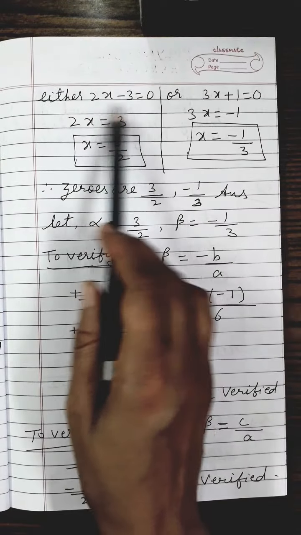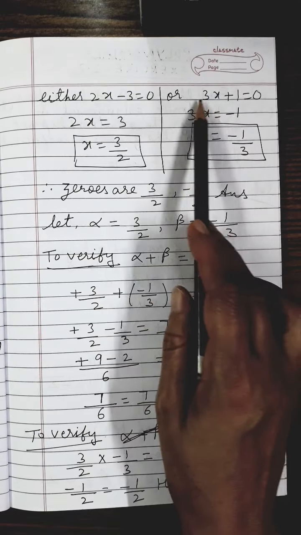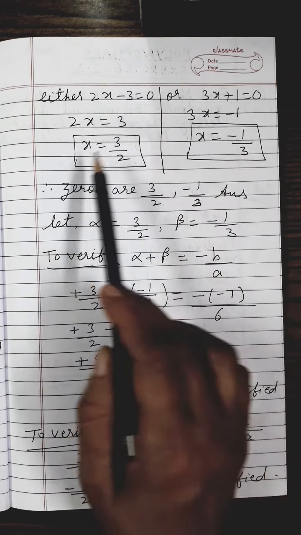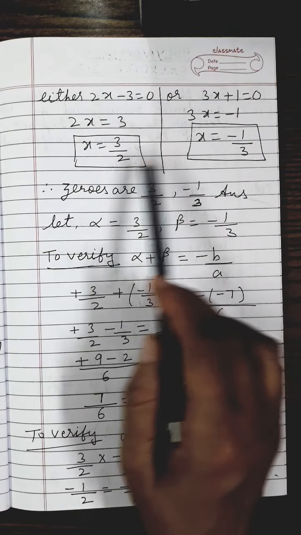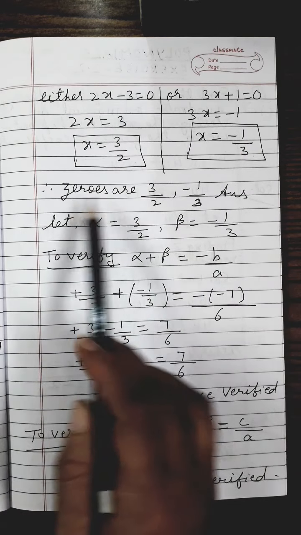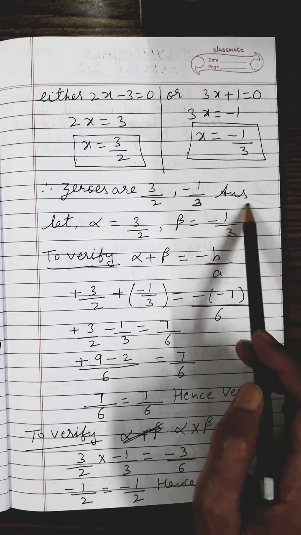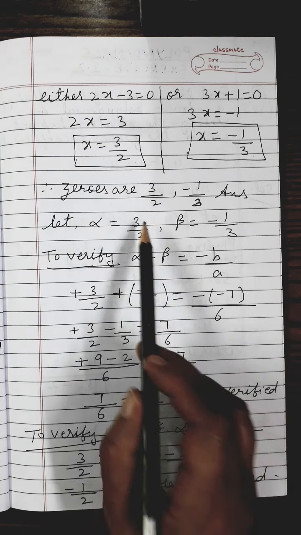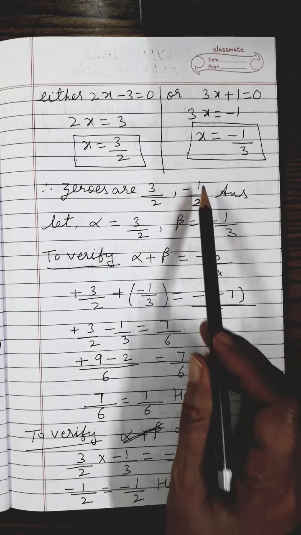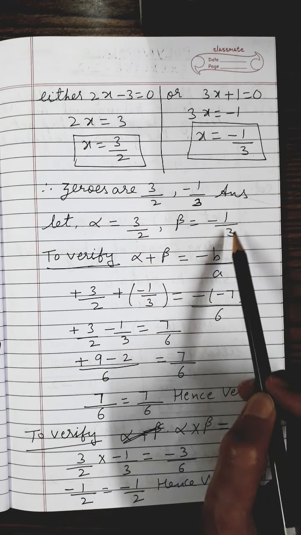So solve this for x. So I get 2x equals to 3, or I can write x equals to 3 upon 2. Similarly solve this for x. I get 3x equals to minus 1. So x equals to minus 1 by 3. Now these two values of x, they are called the zeros of the polynomial, right? So therefore I write down my first answer. The zeros of the polynomial are 3 by 2 comma minus 1 by 3. Right? And I name them as alpha and beta. So let alpha equals to 3 by 2. This is your zero, and beta is your second zero, which I take as beta equals to minus 1 upon 3.